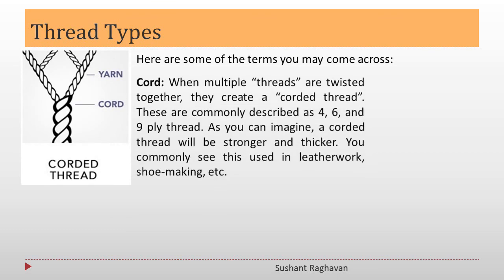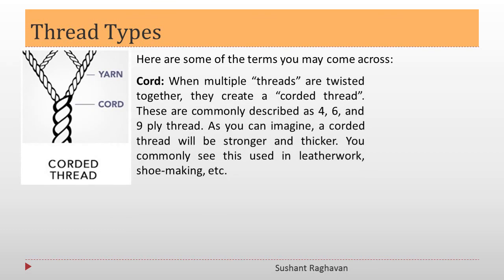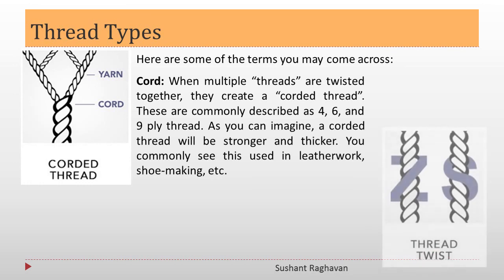Corded thread. When multiple threads are twisted together, they create a corded thread. These are commonly described as 4, 6 and 9 ply thread. As you can imagine, a corded thread will be stronger and thicker. You commonly see this used in leatherwork, shoemaking, etc.